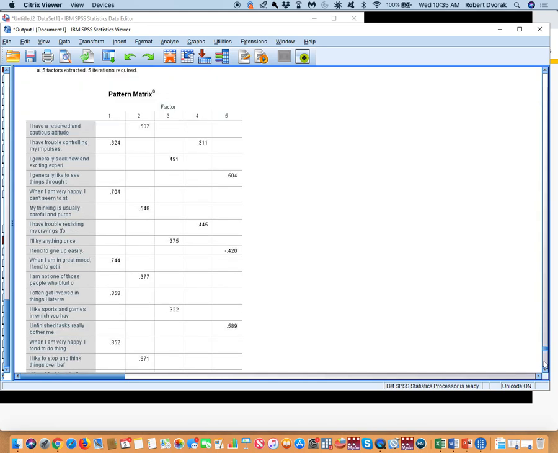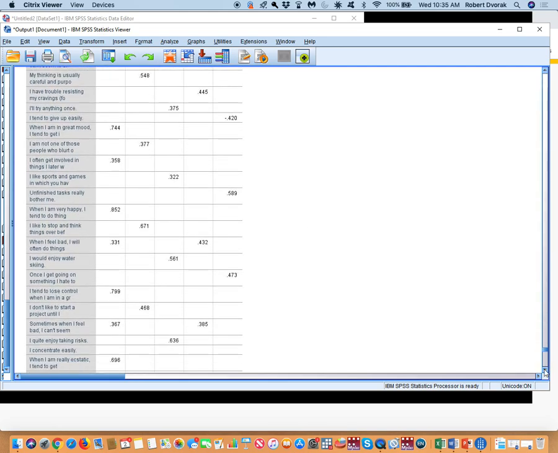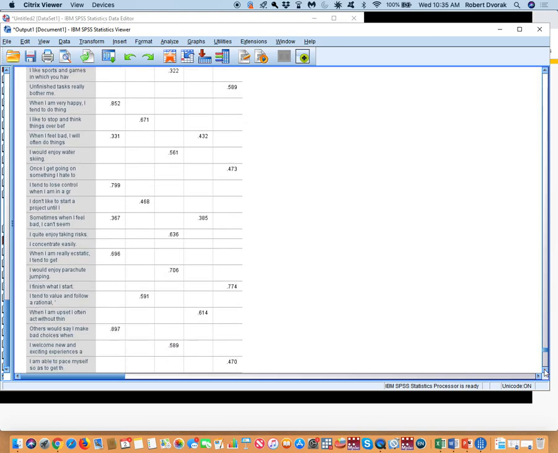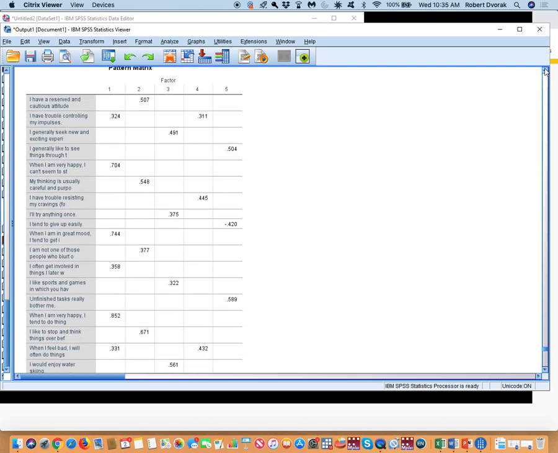Scroll down here. And when you reduce it to 5 factors, you wind up getting a clear pattern matrix, right? Because you've removed those other potential 3 factors, and consequently you wind up finding loadings that are more consistent with just a single factor. I think you might still find 1 or 2 that cross-load. Let's see, maybe not though. When I feel bad, I will often do things. You saw one? Where's it at? There's one at the bottom too.